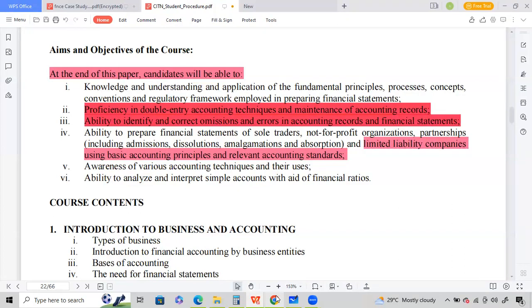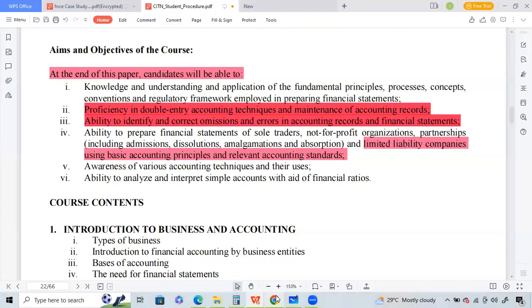Then you should also be aware of various accounting techniques and their use. And the last one is that you should have the ability to analyze and interpret simple accounts with the aid of ratios. You should learn how to calculate gross profit margin, net profit margin, return on capital employed, return on equity, asset turnover, and the rest, which we are still going to be talking about here.